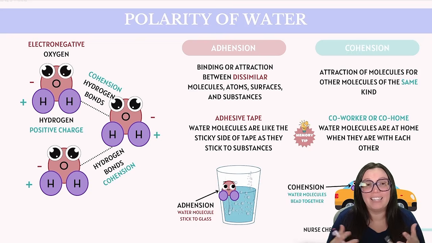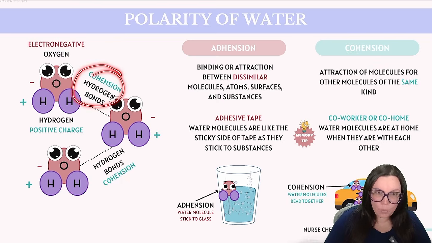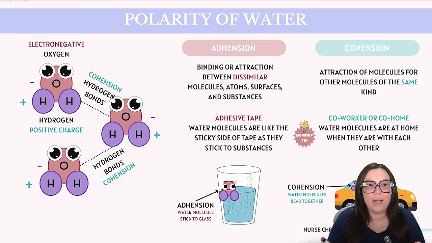This polarity allows water molecules to easily bond with each other. The slightly negative oxygen of one molecule can attract the slightly positive hydrogen of another, forming a hydrogen bond. These bonds are what give water its special properties, such as its ability to dissolve many substances, its surface tension, and its relatively high boiling point compared to other molecules of similar size.